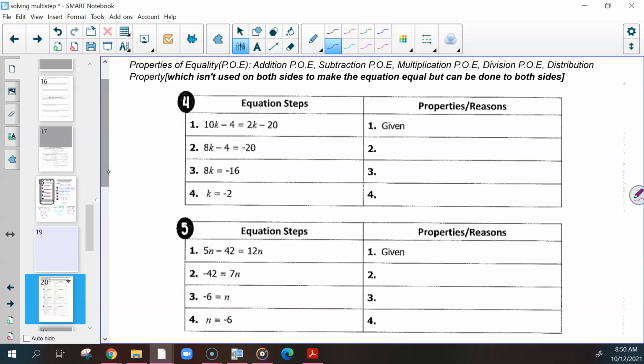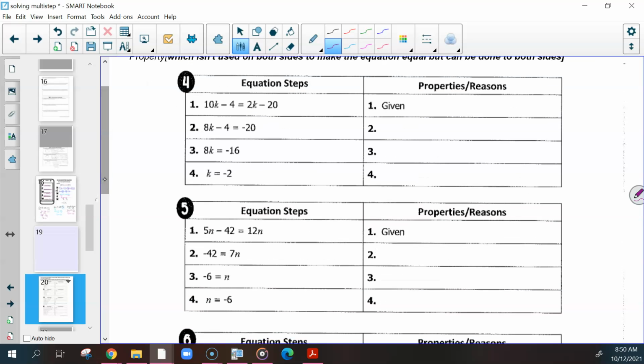So on the next page, this is very similar to the last set of notes we were doing, where it solved it for us and we had to determine what they did in each step. The only difference now is they have variables on both sides. So let's do a couple of these examples together and then I'll let you guys practice a couple. So starting with number 1, remember that first one is given as the original equation.